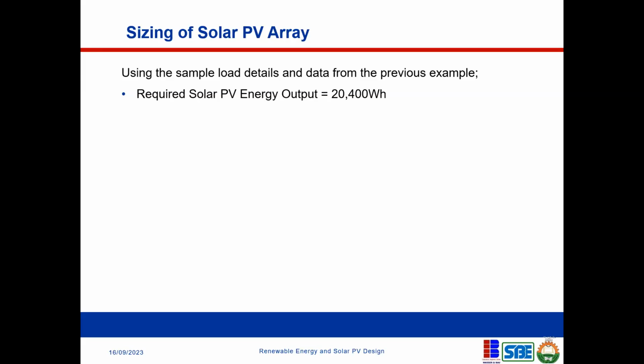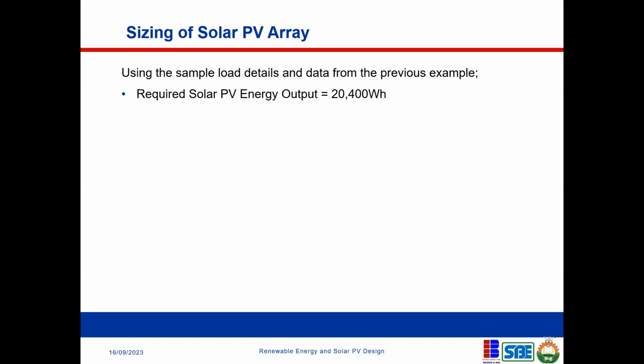Now remember that what your PV is producing is energy, right? So the capacity of your PV panels times the hours of peak sunshine. Remember when we did that calculation, we gave you the energy output. Okay, so we want a PV that can give us an energy output of 20,400 watt hour or 20.4 kilowatt hour, whichever one. So we are looking for a PV that can give us this output.